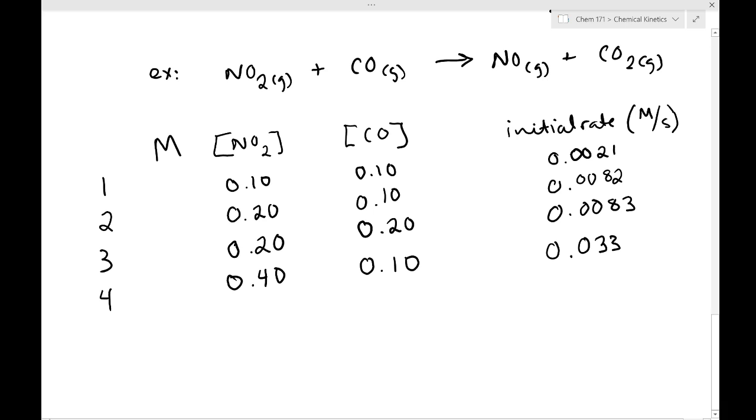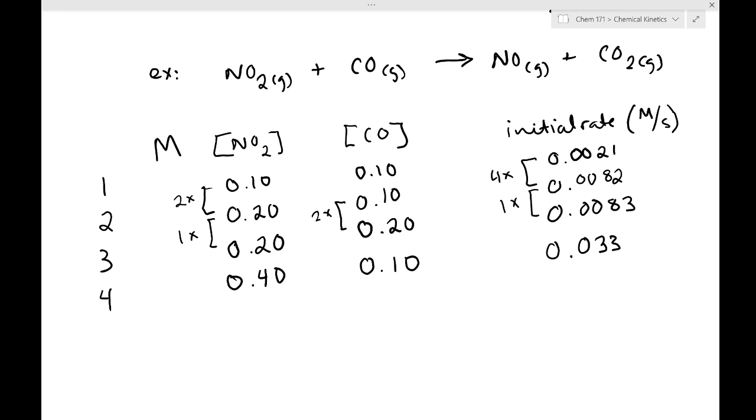Okay, so in this first case, we have an NO2 increase by a factor of 2, so there's 2 times increase in NO2, and what happens over here is a 4 times increase in the rate. Next, we have an increase of 1 times in the NO2, so no change at all. And in the CO, we have an increase of 2x. And what happens over here is a change by a factor of 1. So there was no change with a double in the carbon monoxide concentration.